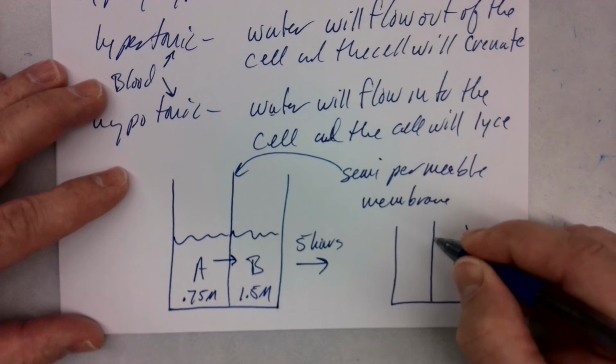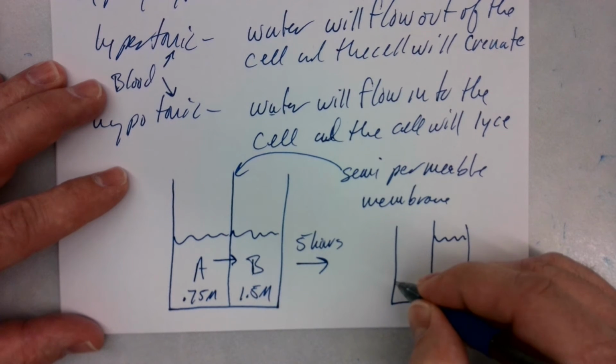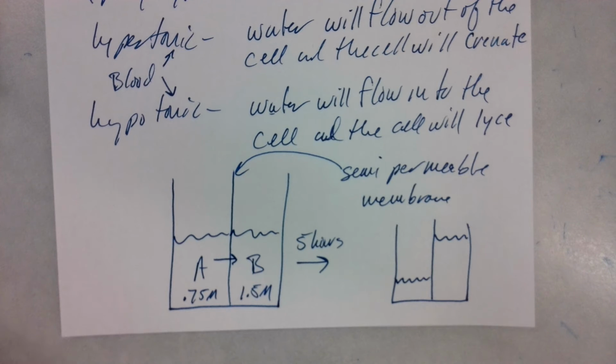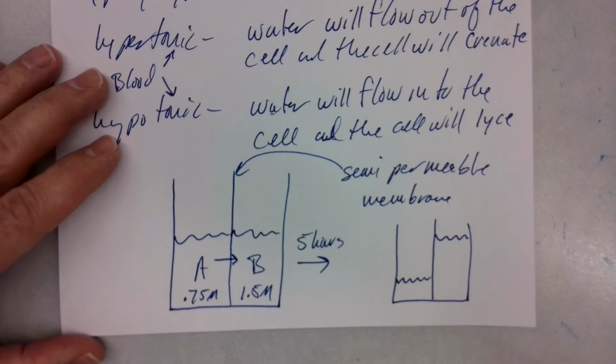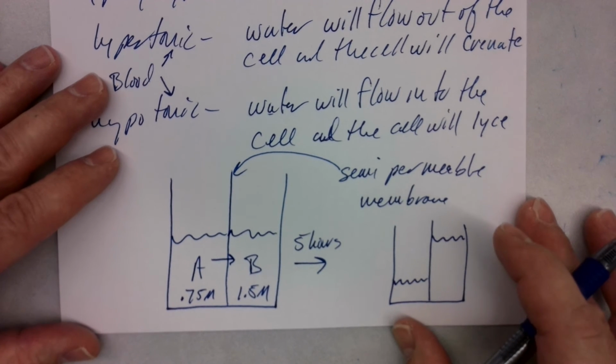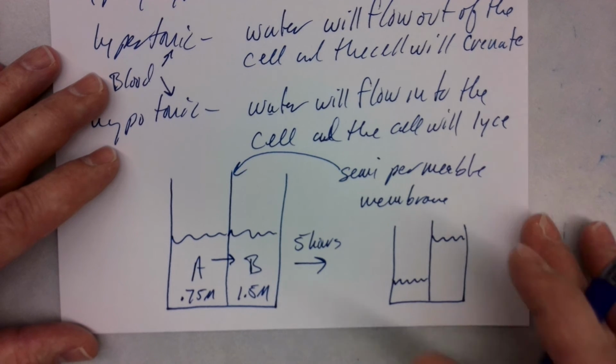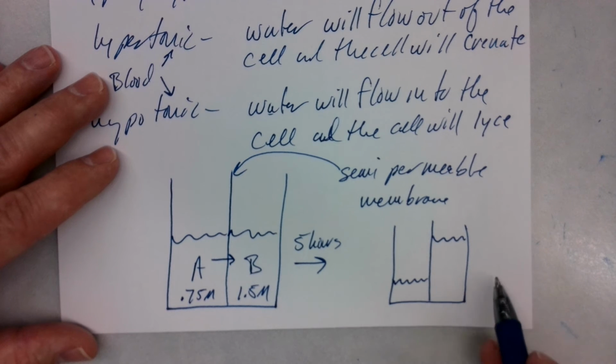My B is going to be up here, my A is going to be down here, and it's going to do that until they reach basically an equilibrium. And what would be my new concentration? They're going to equalize. How would I find that new concentration?